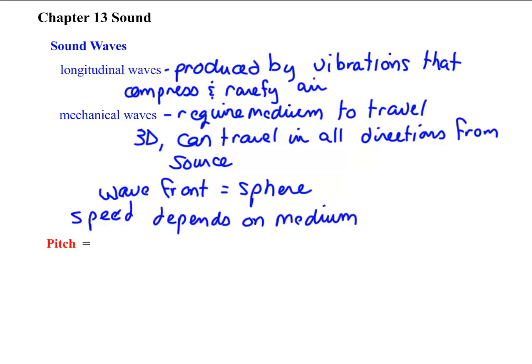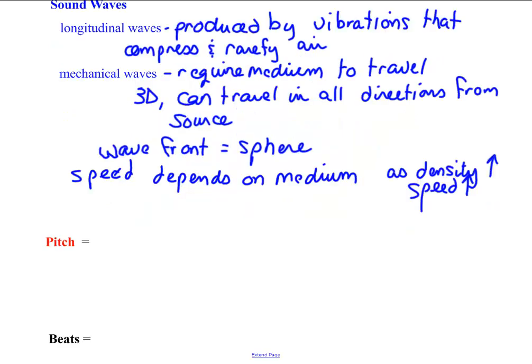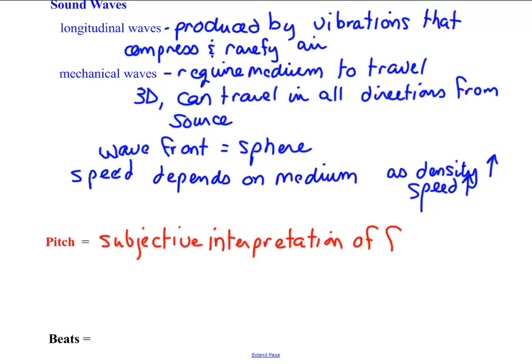As the density increases, the speed increases. Related to sound is the term pitch. And pitch is defined for us as the subjective interpretation of frequency. The frequency doesn't change, but the pitch may, depending on how it's perceived.